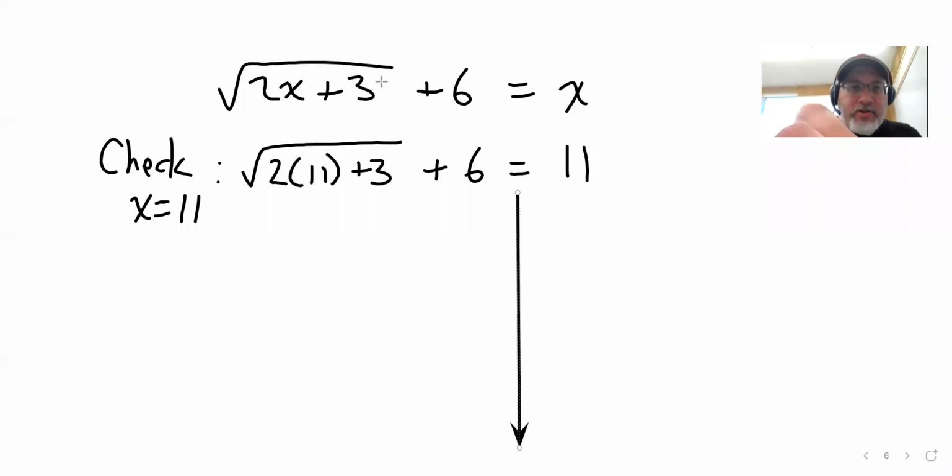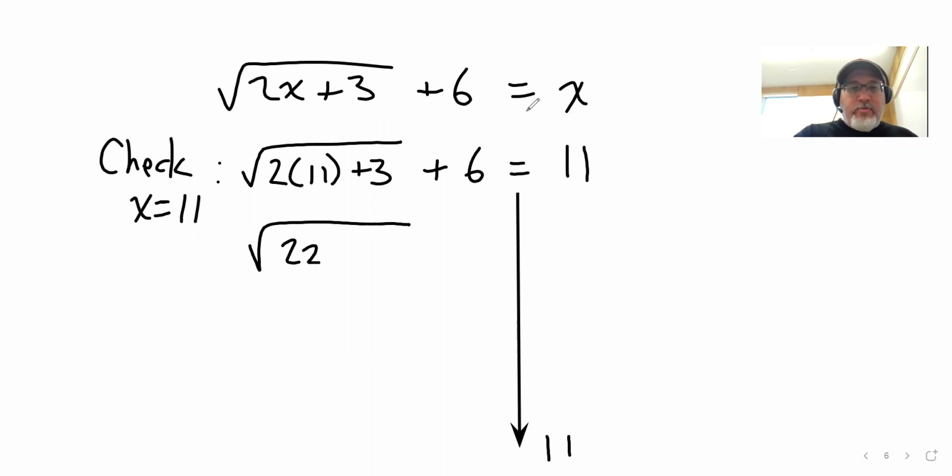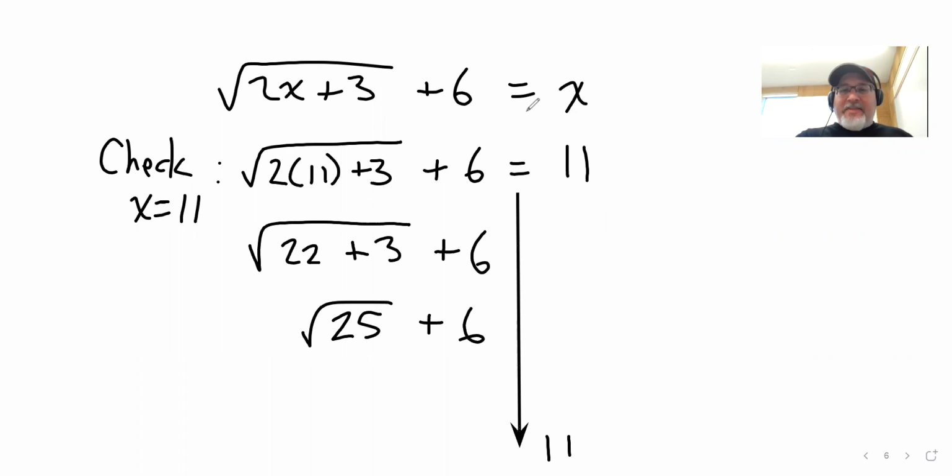All right. So let's start with the right side, which is easy. The right side's just 11. There's nothing to do over here. So it's the left side we have to focus on. Under the square root, 2 times 11 is 22, but we still have the plus 3 under the square root and the plus 6 afterwards. Still under the square root, 22 plus 3 is 25. Square root over that, we haven't done it yet, and then plus 6. I think you can see this is going to work. The square root of 25 is 5. We still have the plus 6. 5 plus 6 is 11. Success. The 11 worked.